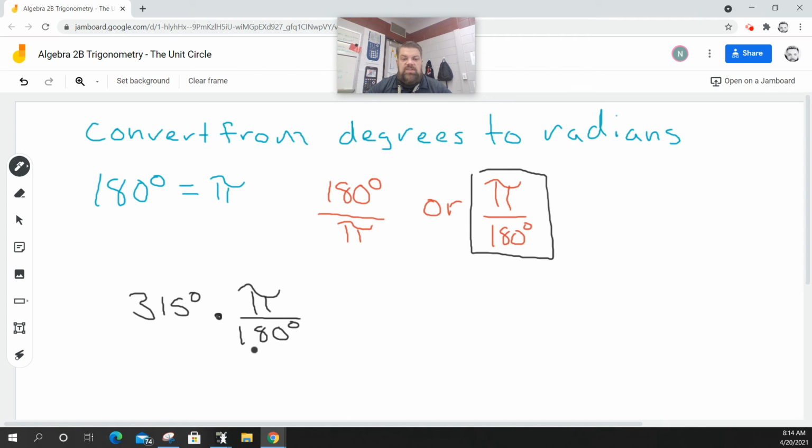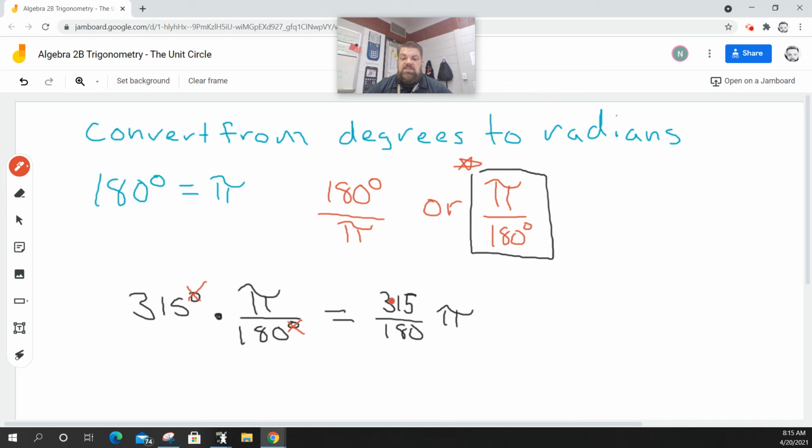So I'm going to say that is going to be multiplied by 315 times pi over 180 degrees. Now, notice that I didn't put the degree symbol down because technically this degrees will cancel with this. That's why we chose the second conversion factor. We want that to cancel. If we were to convert from radians to degrees, you would use the first conversion ratio and then the radians would cancel. Radians will always have pi in it.